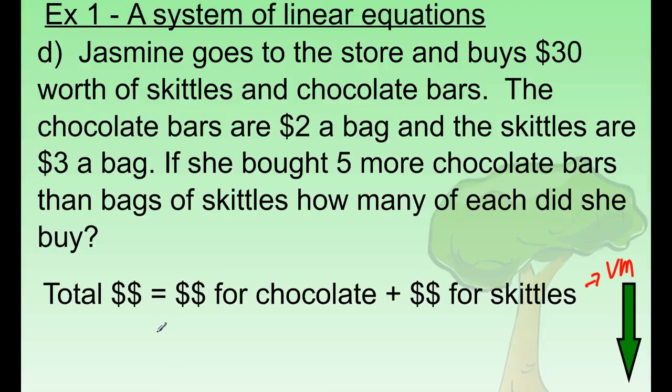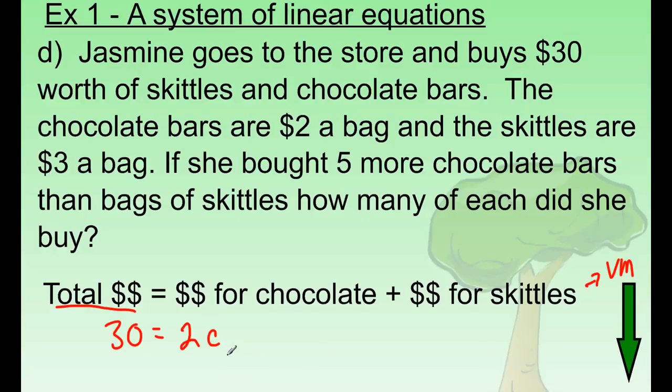Let's get our equation. So how much money does she spend total? Well, $30. Okay. How much money does she spend for chocolate? Well, it doesn't say exactly. It doesn't say she spends $12 on chocolate. It says the chocolate bars are $2 each. So that means she would be spending $2 for each chocolate.